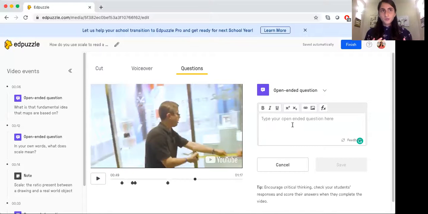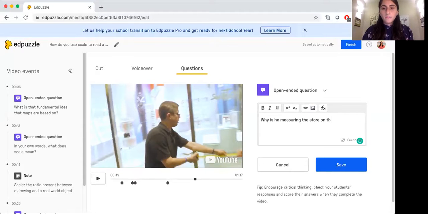It's really important that students understand that he's trying to determine what the scale is. In order to do so, he needs to know the measurement of the store on the map, as well as in real life. So here's a great point where you can ask students, why is he measuring the store on the map and in real life? So here, ideally, students will say so that he can determine the correct scale.